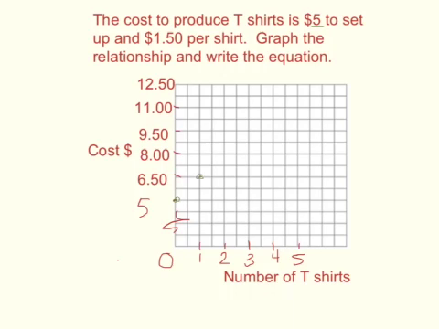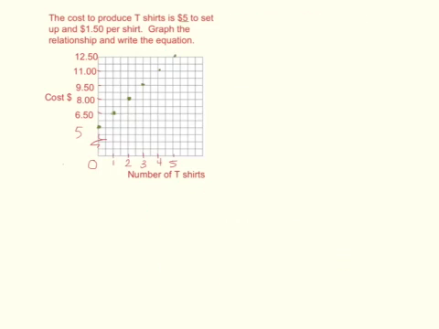I can continue in this manner to fill out the rest of the points on the graph by going over 1 as a run and up $1.50 as a rise. Now, since I have a linear relationship, because that follows a straight line and all the first differences are $1.50, and I have a partial variation because it doesn't start at 0, then I know I need to use the equation y equals mx plus b.